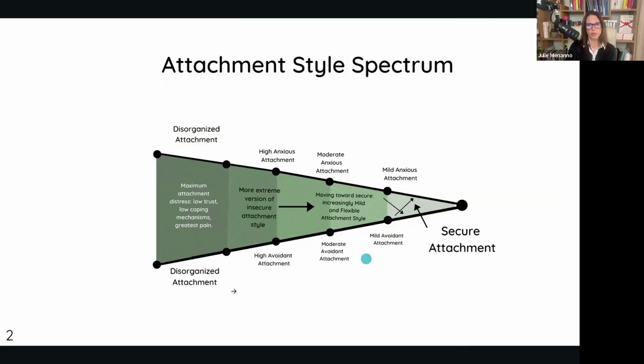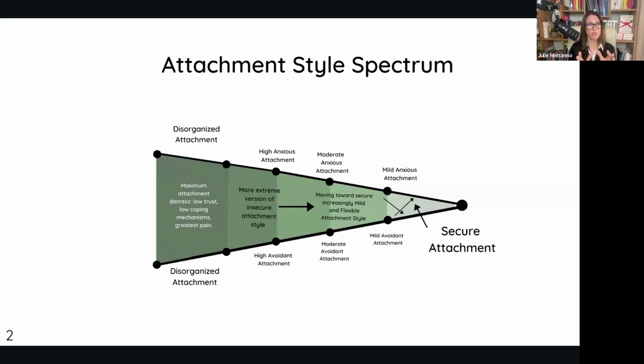Okay, so we have a spectrum here, right? These attachment styles go from really unhealthy to mild. And so the worst kind of attachment style, and when I say worst, I don't mean the person who has it is bad by any stretch of the imagination. Nobody asks for this stuff. But I mean it's the most painful, and it's probably going to be the most dysfunctional in a relationship. But really, more importantly, it's the most painful. People with disorganized attachment are simply in a lot of pain a lot more of the time.